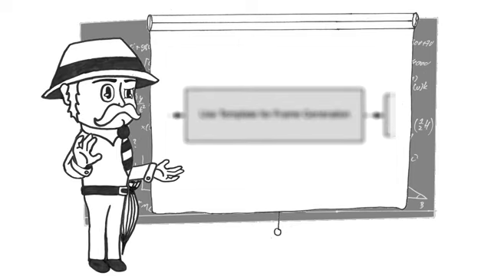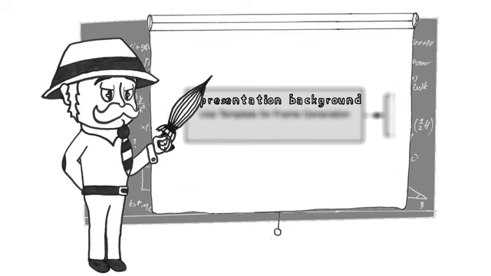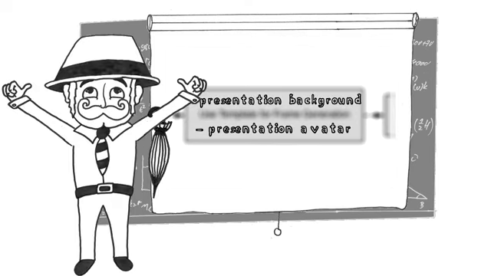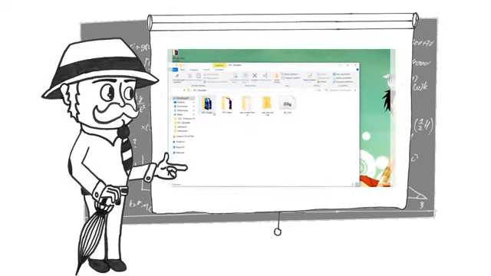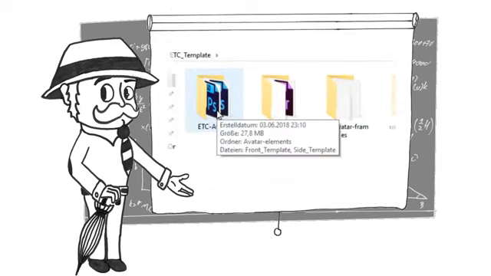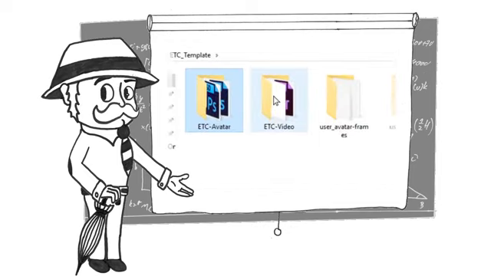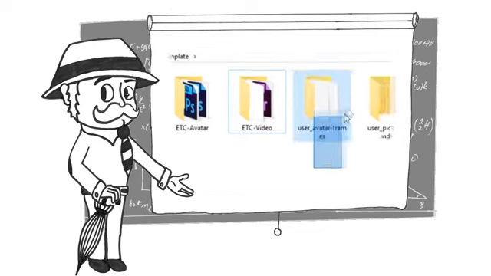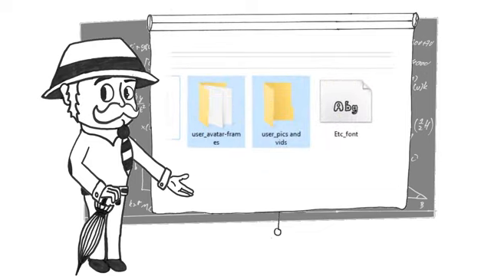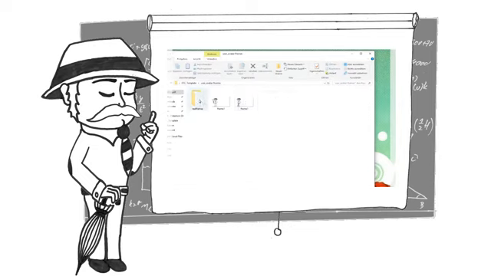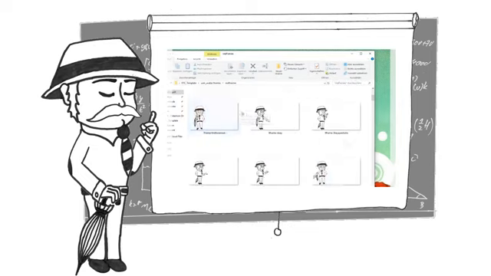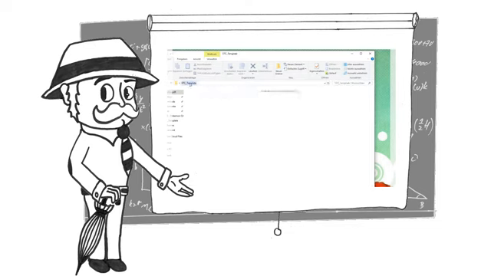As you can see, videos created by the template can be boiled down to two elements: the presentation background and the presentation avatar. That would be me. So let's open the template folder and I explain how to use it. The template consists of two template folders, one for the avatar and one for the video production, and two folders for user-generated content. So if you create avatar frames or have pictures and videos you want to use in the video, you can put those in these two folders.